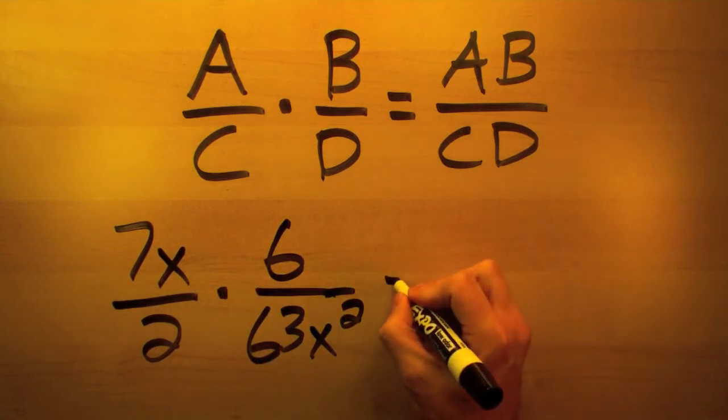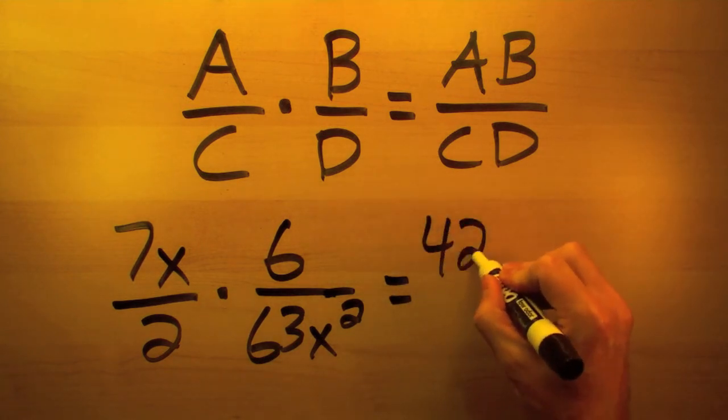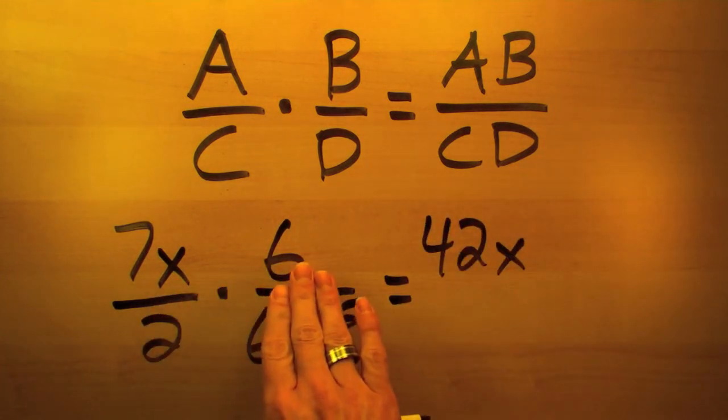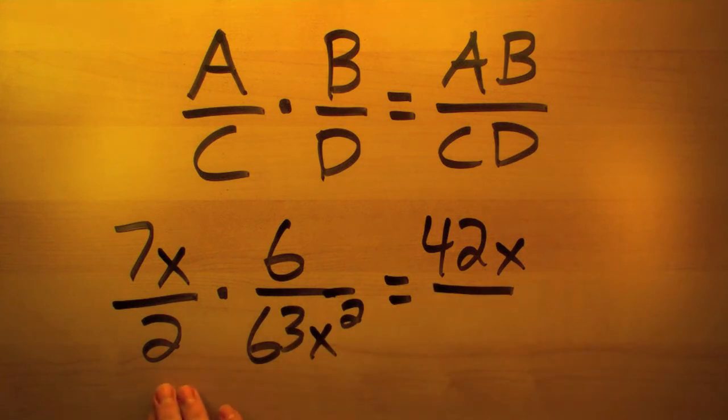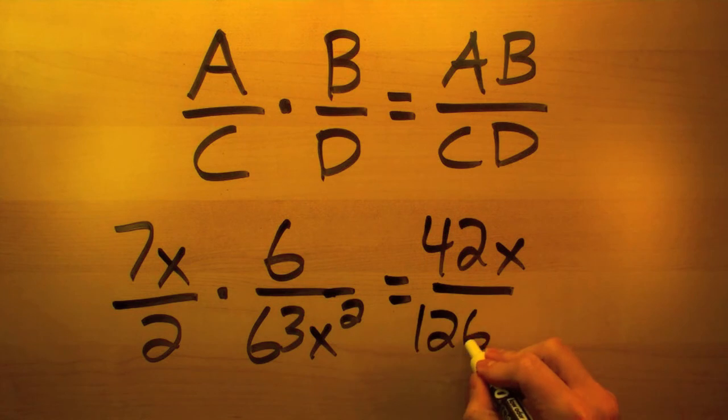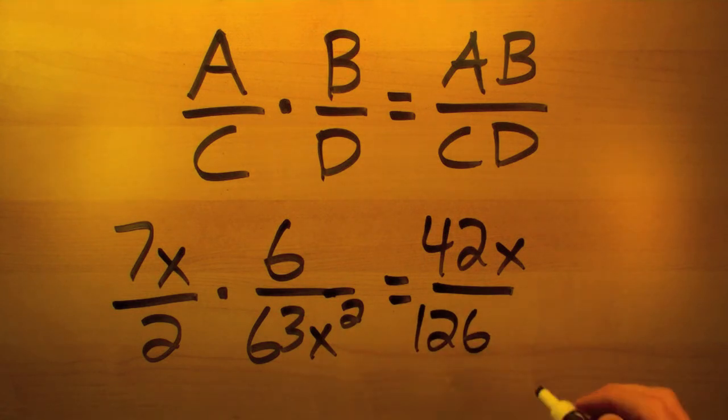Now consider the case where we have 7x over 2 times 6 over 63x squared. When we multiply these together, we're going to get 42x on top, 7x times 6, and on the bottom, 2 times 63 is going to be 126, and then we have our x squared.